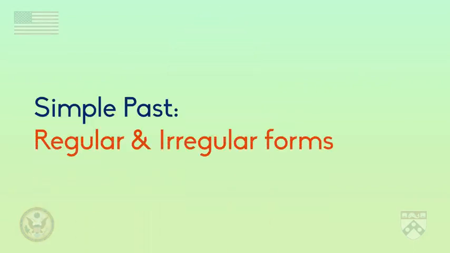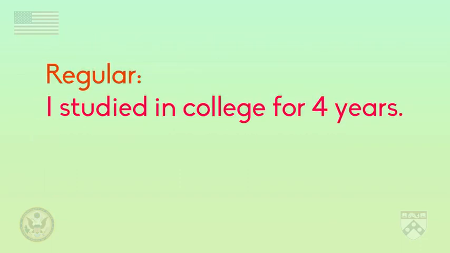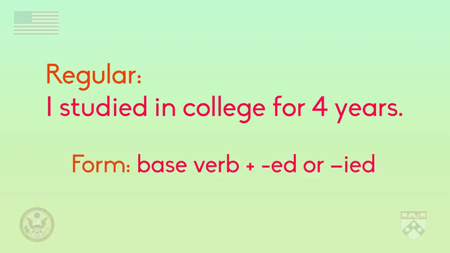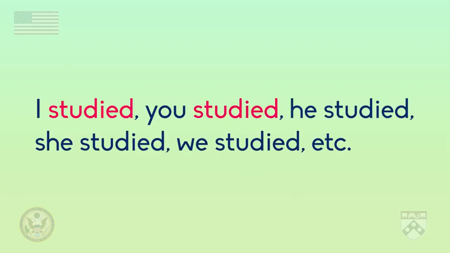In the simple past, there are two types of verbs, regular and irregular verbs. I studied in college for 4 years is an example of a regular verb. In this case, we simply add ed or ied. If the verb ends in y, like study, add ied to the base form of the verb. So I studied, you studied, he studied, she studied, etc.